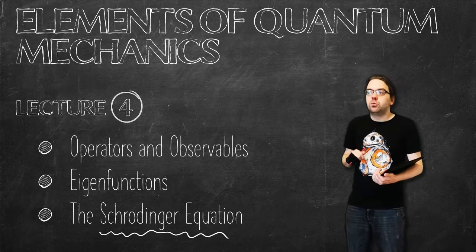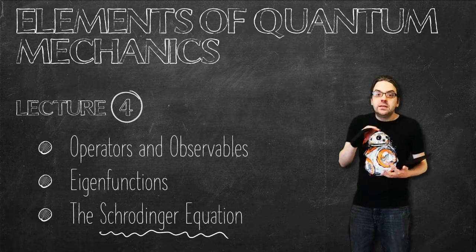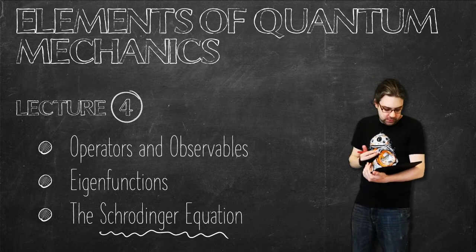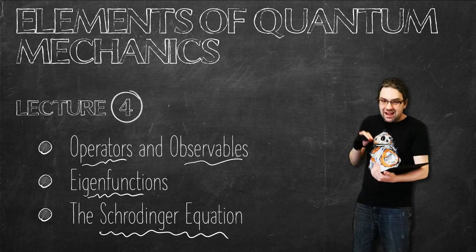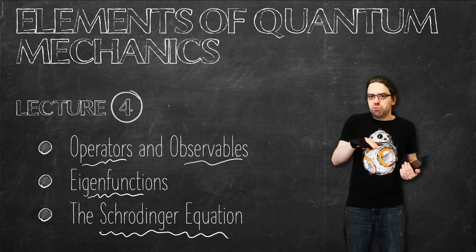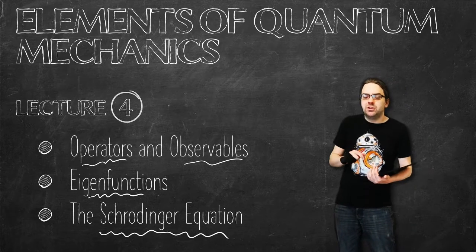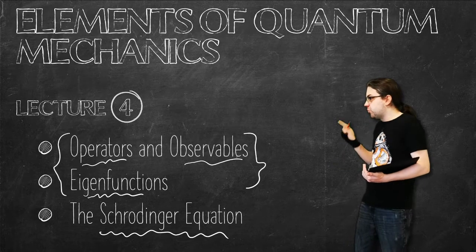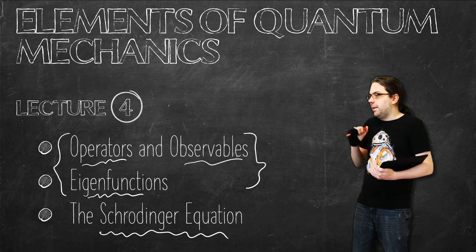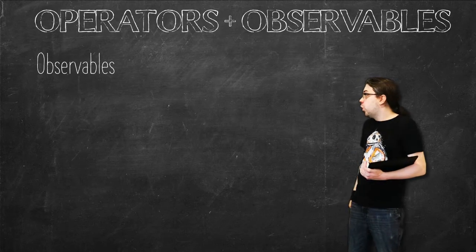But before we get on to that, we're going to get some of the jargon out of the way, these concepts that underpin it. So we're going to look at the idea of operators and observables and also eigenfunctions. So before proceeding on to things like equations and the Schrödinger equation, make sure you are really comfortable with those three terms right there. So let's start with observables.